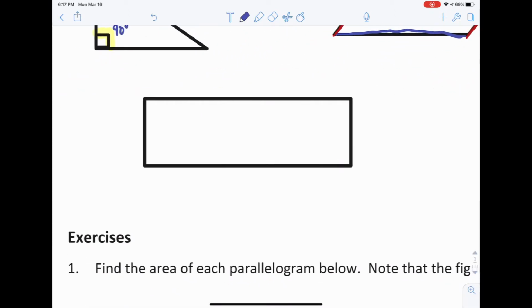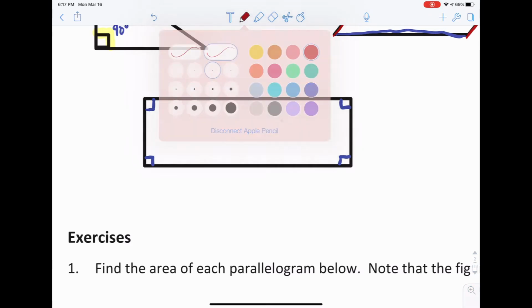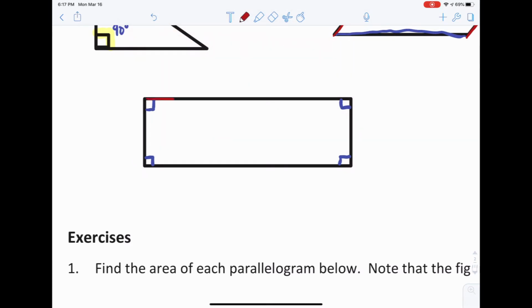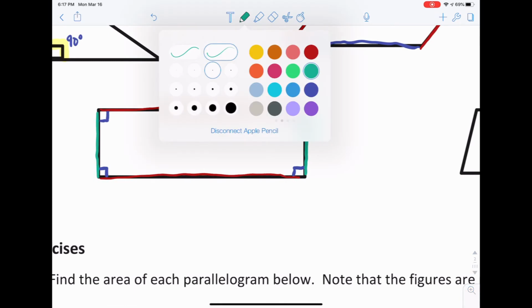Next shape, here we have a rectangle. This is a rectangle. I know that these four corners are right angles. I know that opposite sides are parallel, just like a parallelogram, except it's not leaning over. So the top and the bottom are parallel, meaning they run in the same direction. And then, of course, the left and the right are also parallel. Another thing about rectangles, the top and the bottom will always be the same length. And then the sides will always be the same length as well. This is a rectangle.